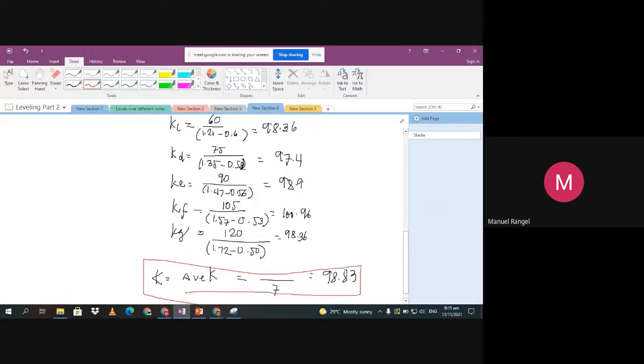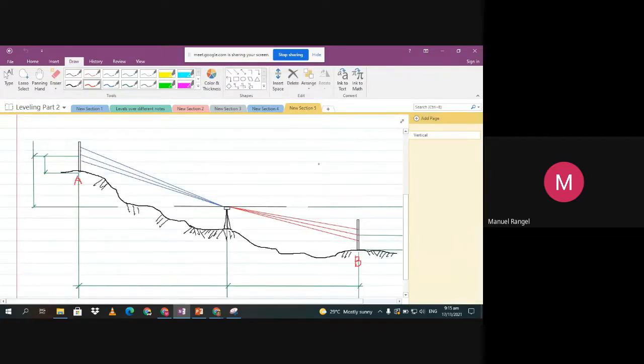Usually the value of K used, if none is given, is always 100. It ranges from 98 to 100. Okay. So, next problem.